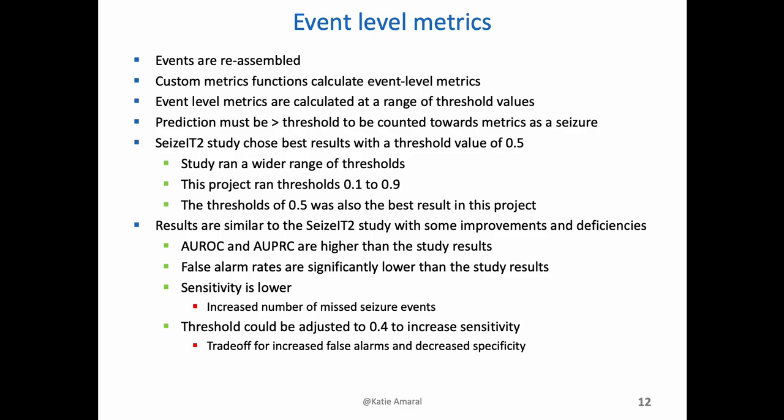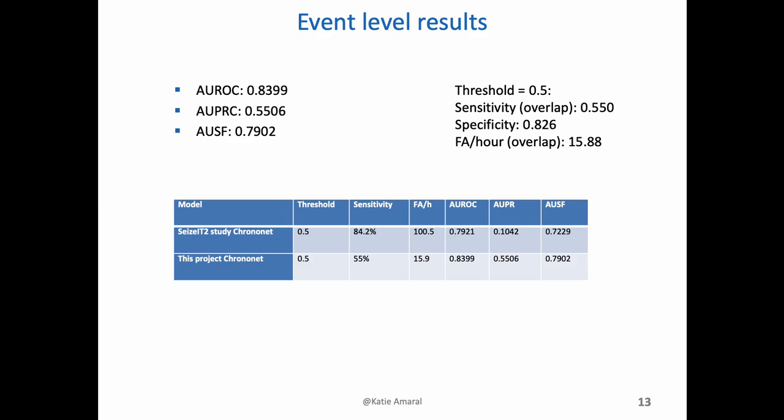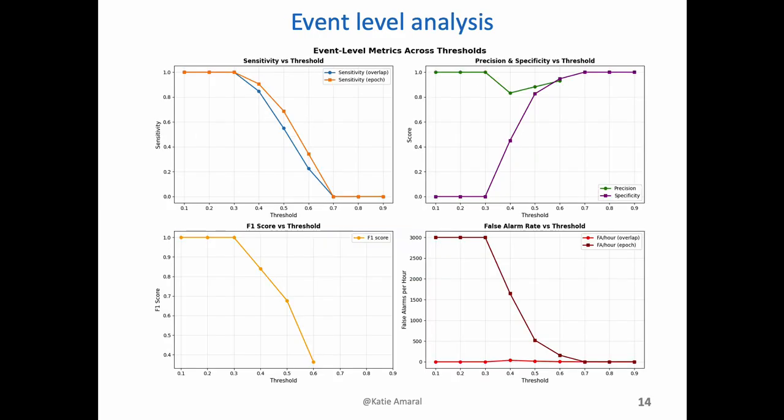Custom functions reassemble segments into events and calculate event level metrics at a range of threshold values. Similar to the study, the best threshold also seems to be at 50%. This project's metrics generally look similar to the study results, with some improvements in AUROC, AUPR, and false alarms, but with a reduction in sensitivity. That concludes my presentation.